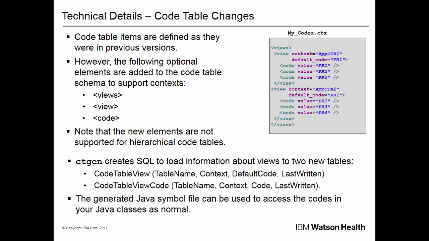Code table items are defined as they were in previous versions. However, the following optional elements are added to the code table schema to support contexts: views, view, and code. Note that the new elements are not supported for hierarchical code tables. CTGen creates SQL to load information about views to 2 new tables: code table view and code table view code. The generated Java symbol file can be used to access the codes in your Java classes as normal.